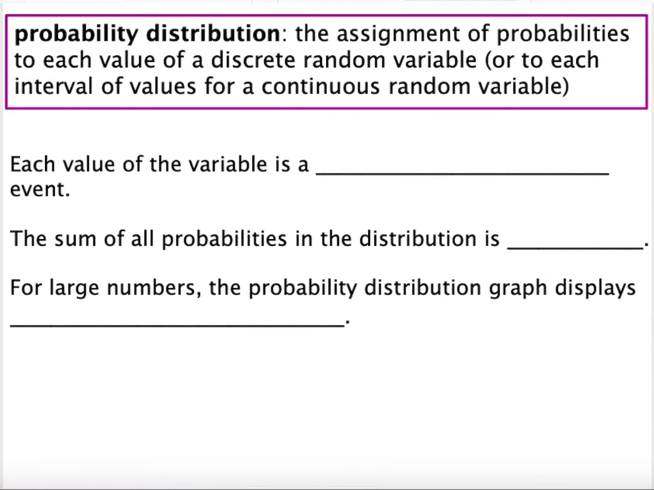Each value of the variable has to be mutually exclusive. We don't want any of those values to overlap, otherwise it wouldn't make sense to give each of them their own probability, because we want all of those probabilities to add up to make the entire sample space. The sum of all the probabilities in the distribution is 1 or 100%. And if you remember the law of large numbers, as we do more and more trials, those probabilities should really start to match our actual relative frequency of our trials. So the probability distribution graph displays the relative frequency.